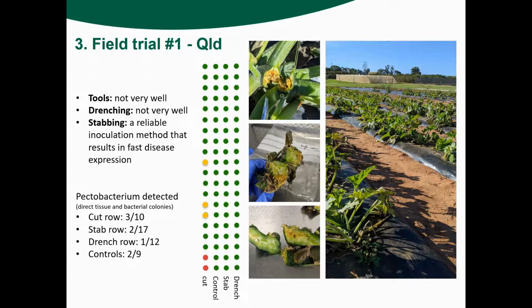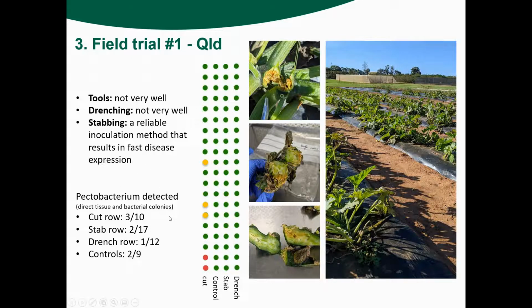So the outcomes of this one, interesting and slightly confusing. The tools didn't seem to spread it very well. You would think that if it did, we'd have seen pretty severe symptoms near the ones I cut, sort of tapering off as I went down the row. But I didn't really see that. I got a few randomly infected plants pretty much all throughout the crop.